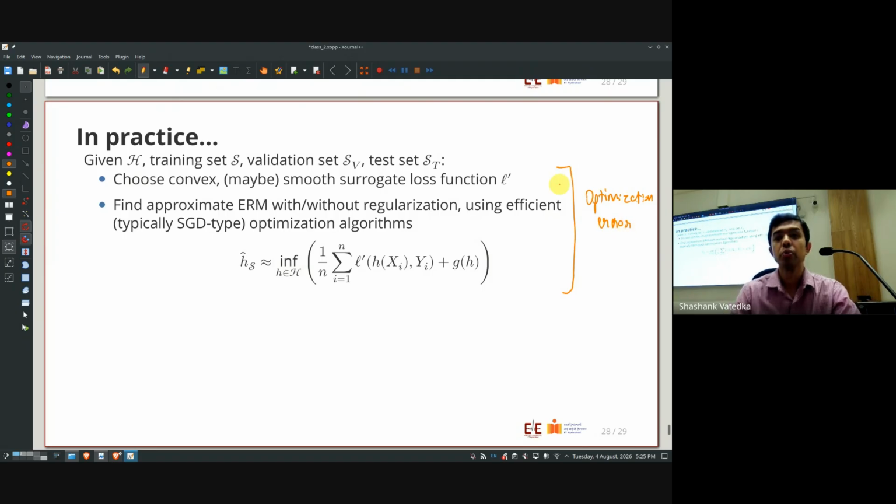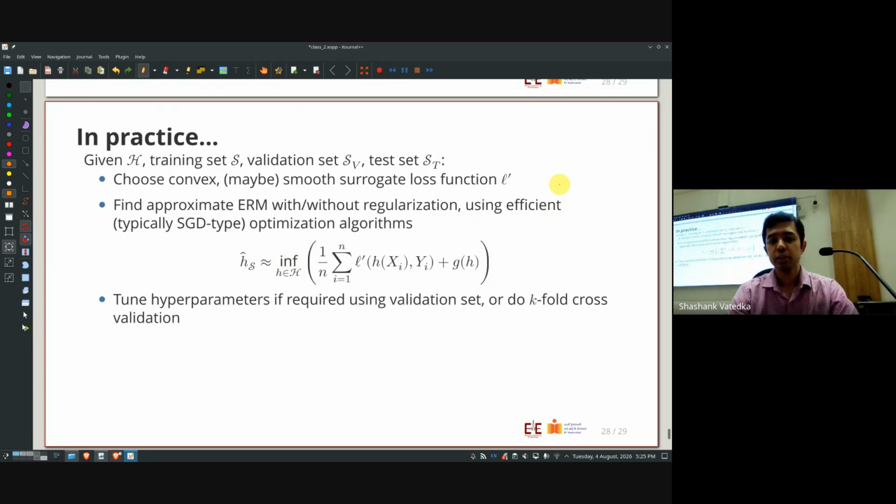So originally what you wanted to do was ERM over the original loss function. You're not able to do that because there's no computationally efficient algorithm to do so. So instead, you resort to a series of approximations. One is you approximate the loss function. The second, you introduce a regularization term. And the third, you do the minimization itself approximately using some kind of a gradient descent type of algorithm.